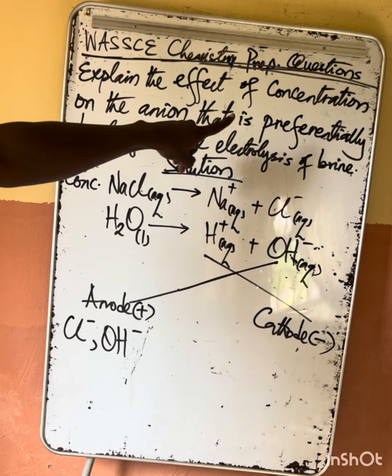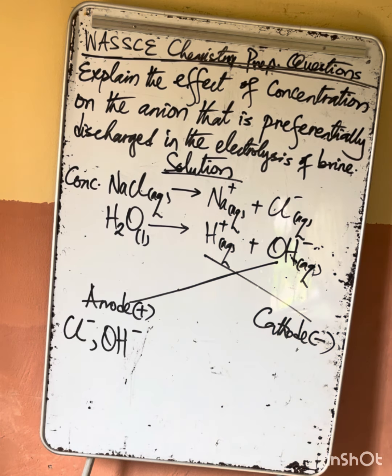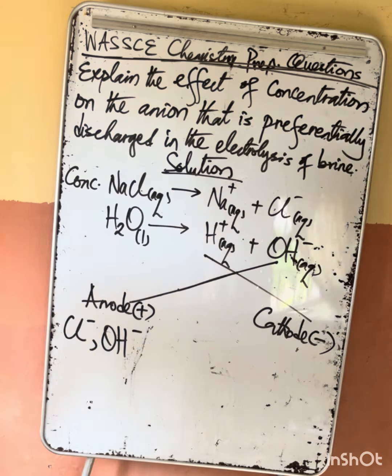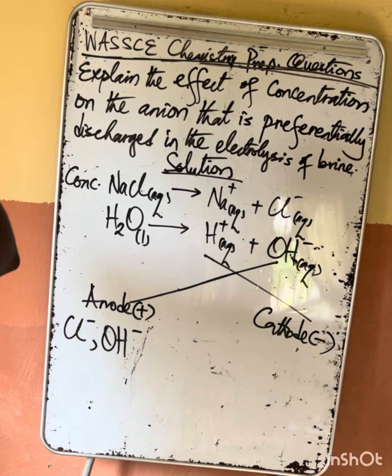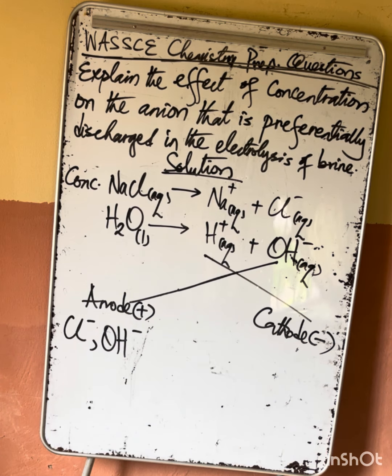So here they said, explain the effect of concentration on the anion that is preferentially discharged in the electrolysis of brine. Okay. Now, out of these two competing ions, chloride and hydroxide, there are factors that affect the preferential or selective discharge of ions during electrolysis. One of them happens to be concentration of ions in the electrolyte. We also have the relative position of ions in the electrochemical series. We also have nature of electrodes used, but this question is basically looking at what? Concentration of ions in the electrolyte.